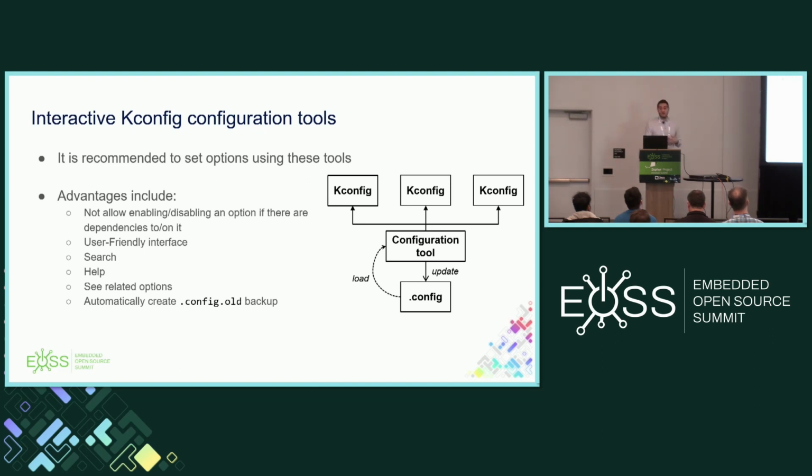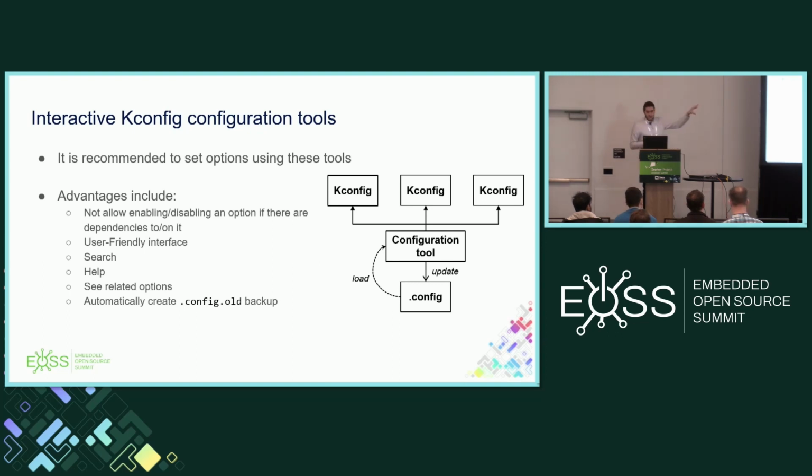And it is recommended, at least at the beginning, to set these options using these tools, unless you actually know what the option is or you directly know what you have to set. But when you want to explore or verify what you want to set, it will be better to do it with these tools. So what is this tool or these tools? Basically, it's menuconfig or guiconfig.